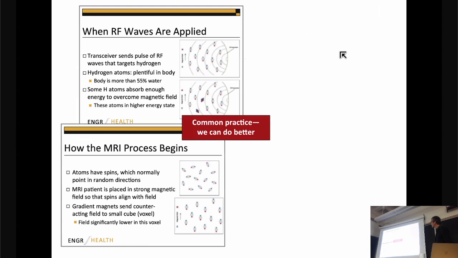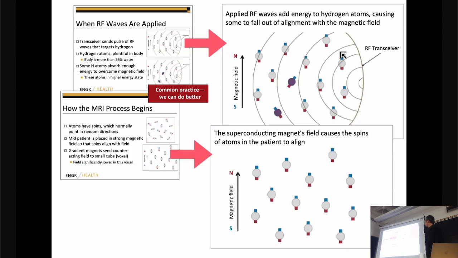Another example of that is, okay, here's PowerPointified stuff. How the MRI process begins. Atoms have spin, which normally point in random directions. Here's a little graphic. The MRI patient is placed in a strong magnetic field, so spins align. Here's some line, gradients, and counter, so there's a lot of words here. But you really don't need all those words. You can just say those words and instead be standing in front of this. The magnet's field causes the spins to align, graphic. Or applied RF waves add energy, graphic. So you use the space for a nice visual.